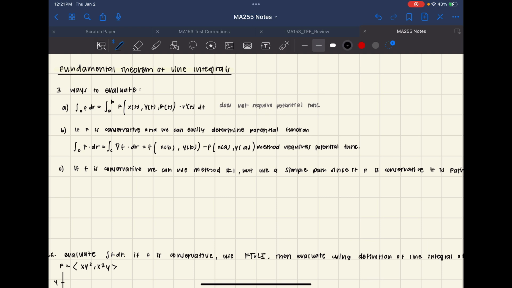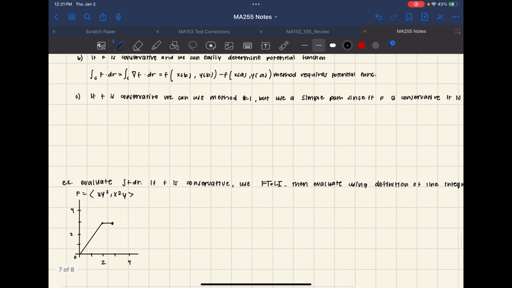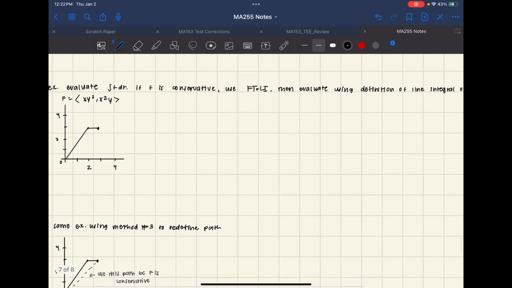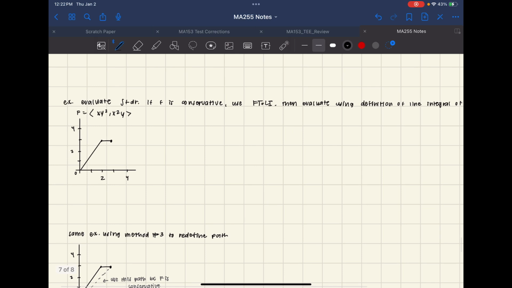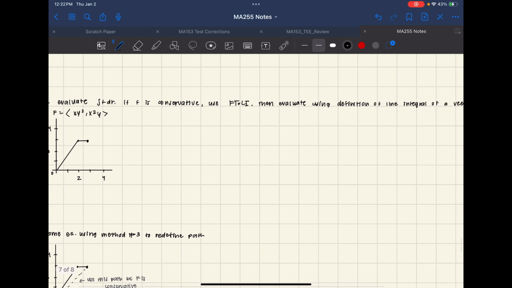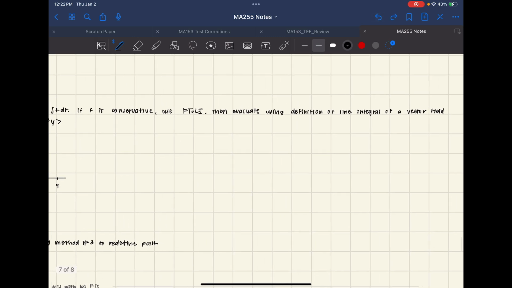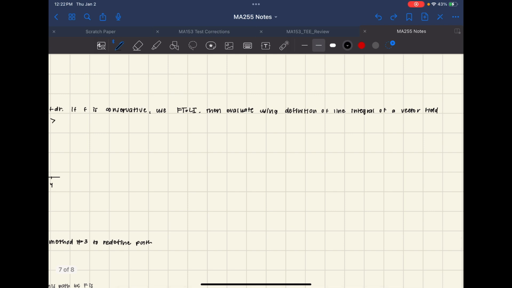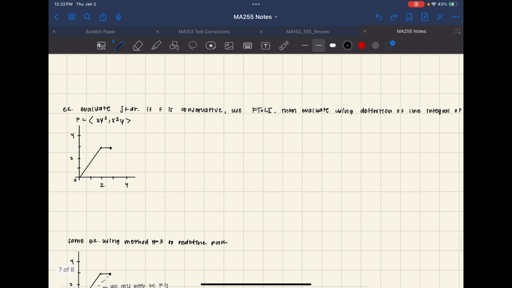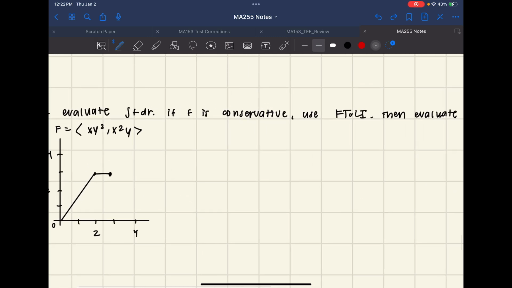Okay, so let's look at an example to tie it all together and make sense of it. This question asks, evaluate that integral, and if f is conservative, use the fundamental theorem of line integrals, then evaluate using the definition of line integral of a vector field. And this is what is given to us. So to start, we have to check if it is conservative or not. That's the first step.